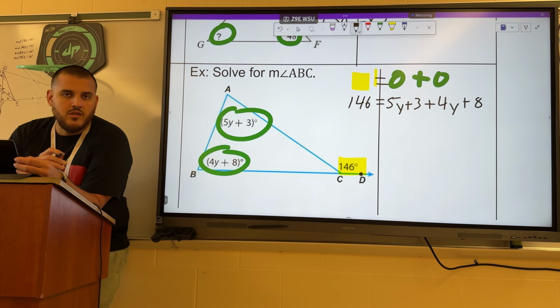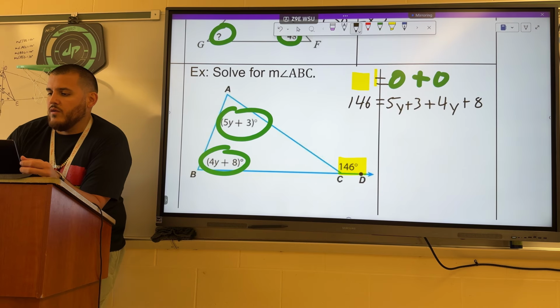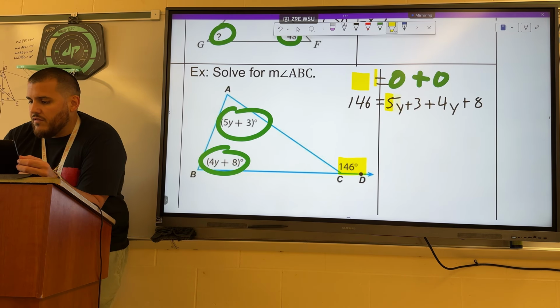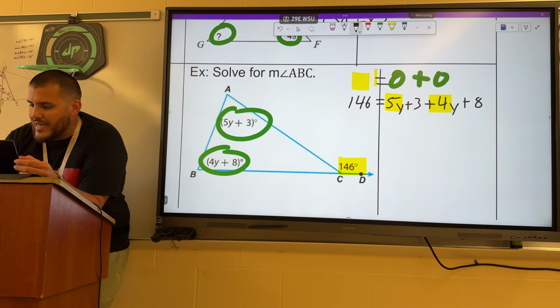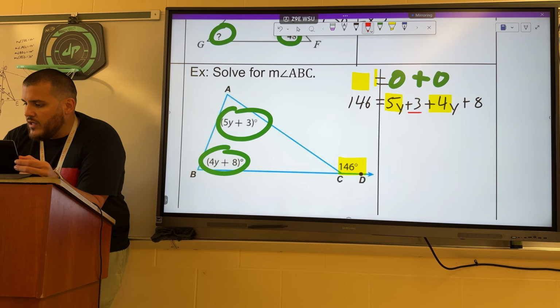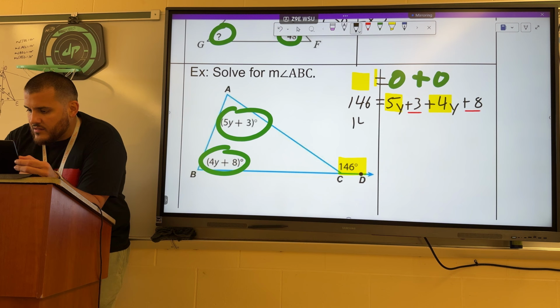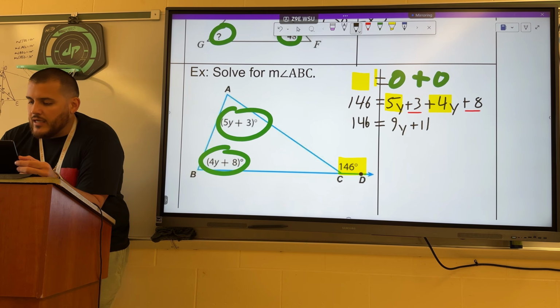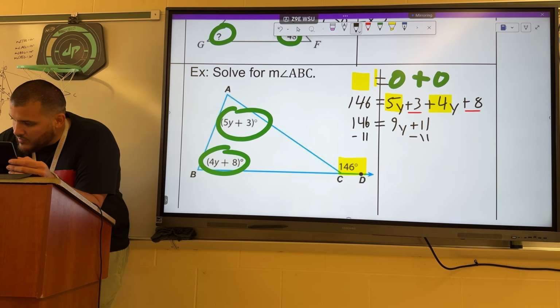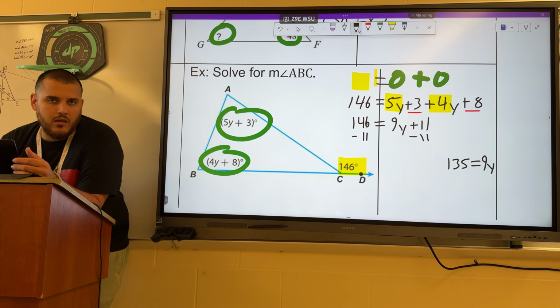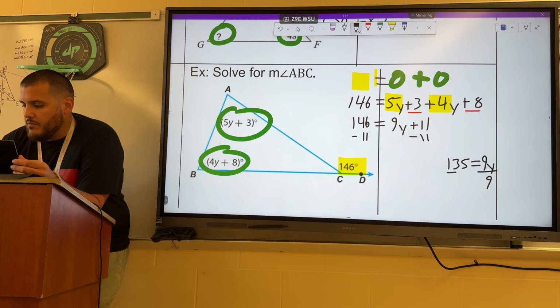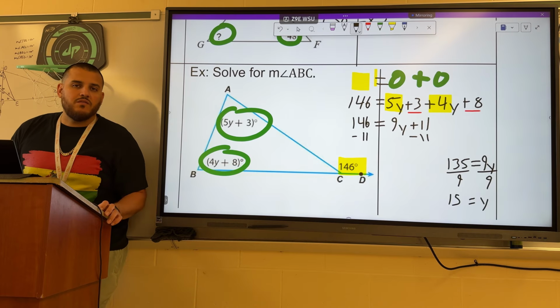And we're just using our algebra skills here to solve for y. So we have like terms to combine here. 5y plus 4y gives me 9y's. 3 plus 8 gives me 11. So my next line will be 146 equals 9y plus 11. I can get 9y alone now by subtracting 11 from both sides. I'm going to run out of room here, so I'm going to move over here. That'll give me 135 equals 9y. And I can now divide both sides by 9 to find out that y equals 15.